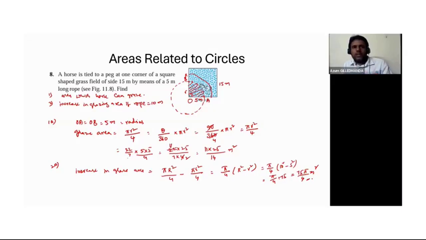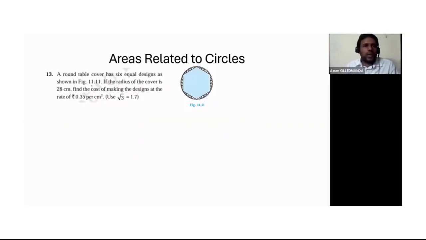So when a horse is tied to a peg, the hint is that the length of the rope becomes the radius, and whatever portion it has covered is a sector. Here it is 1/4 of the circle, so pi r square by 4. Or if you follow the sector formula, theta by 360 into pi r square, here theta is 90. So 90 by 360 is 1 by 4. Like that, you need to solve the problems. Now let's move on to the next one.